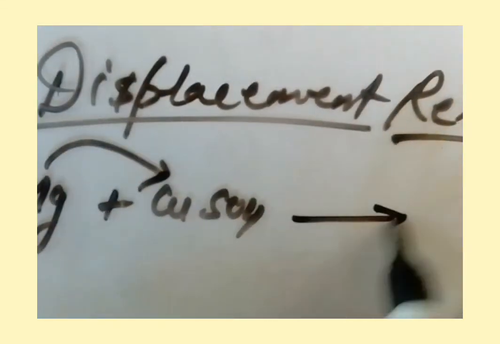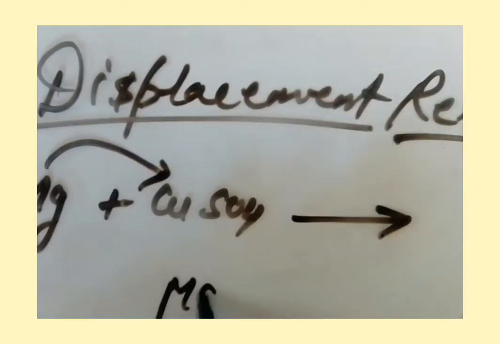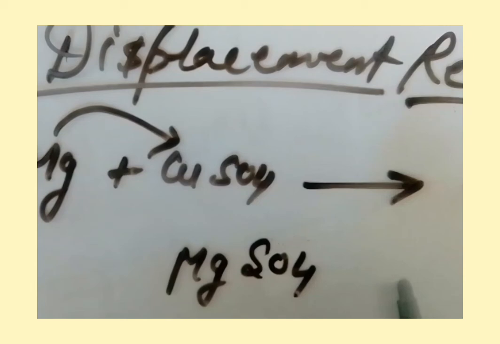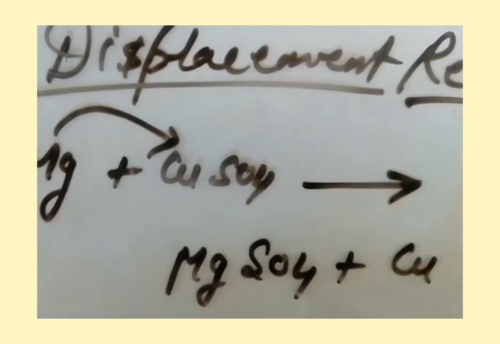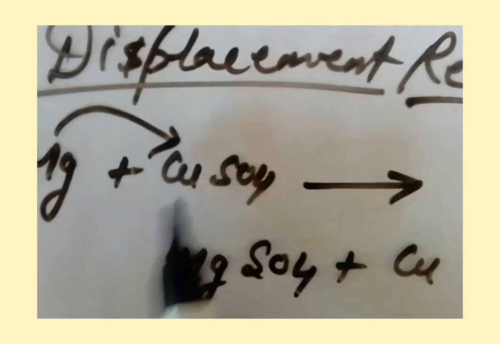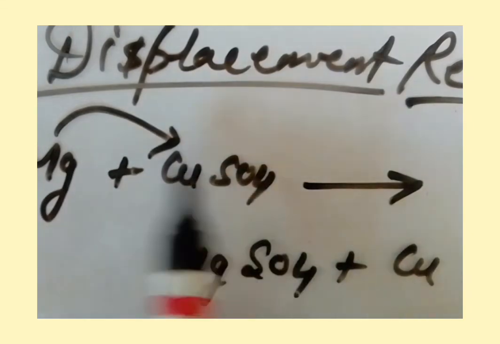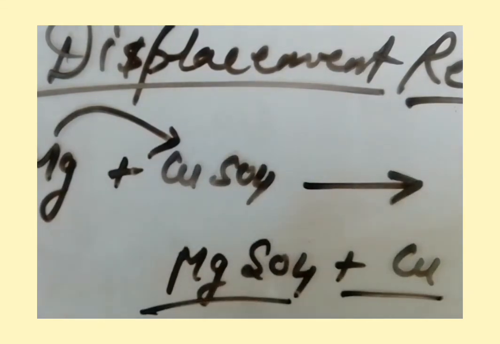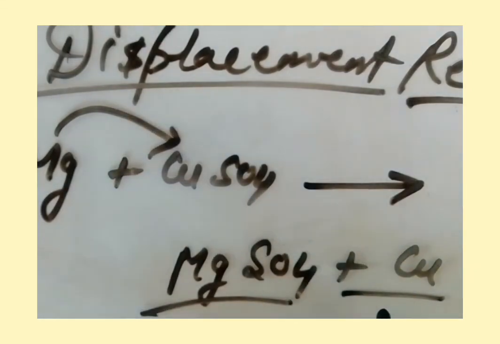And in product form, it will be magnesium sulfate plus copper. So everything is balanced here. I think no need to balance. You can count the number of atoms on both sides. So here it will be formed: this is magnesium sulfate and this is copper here.